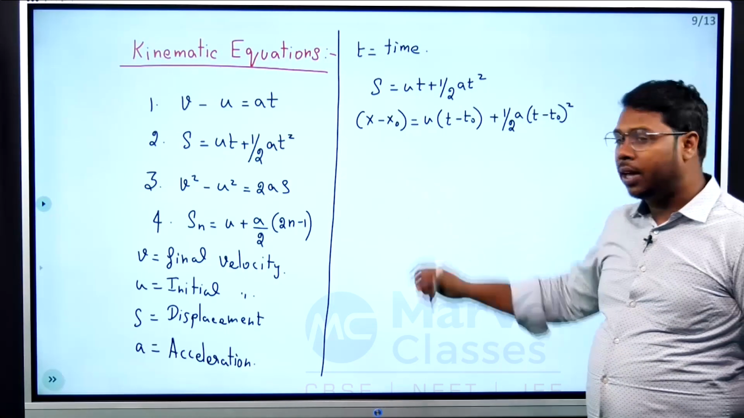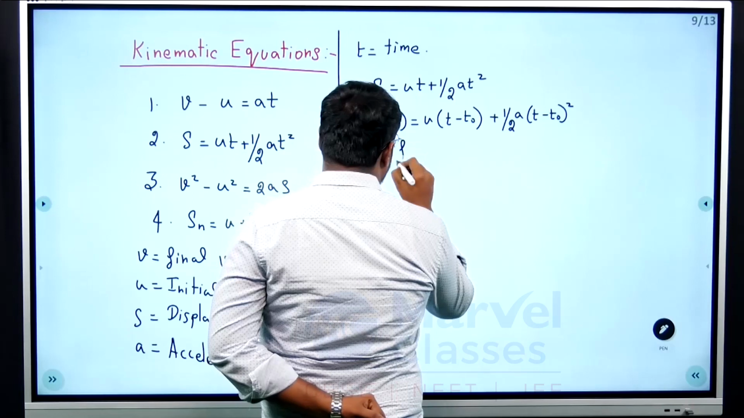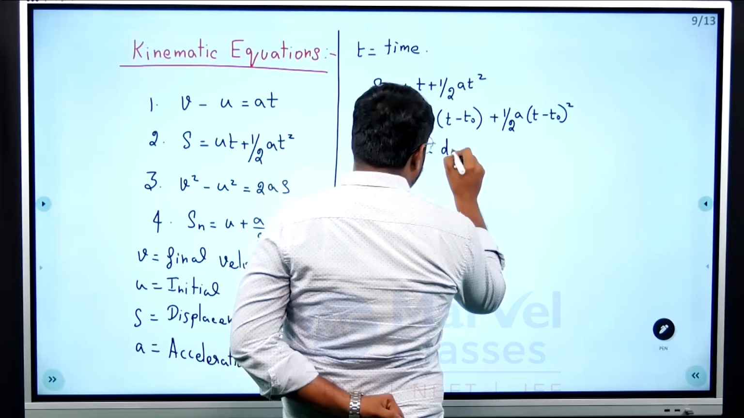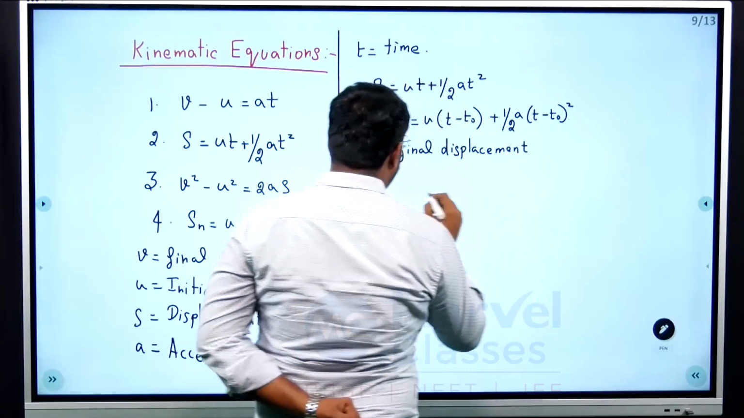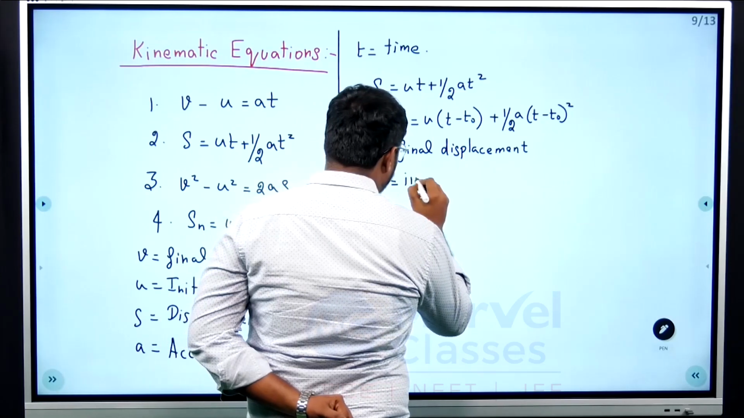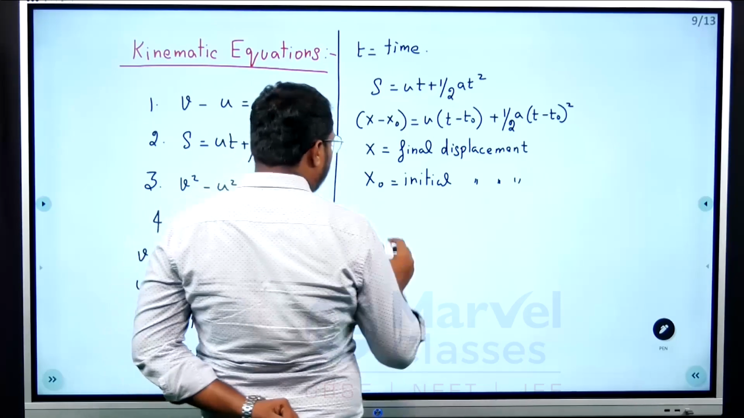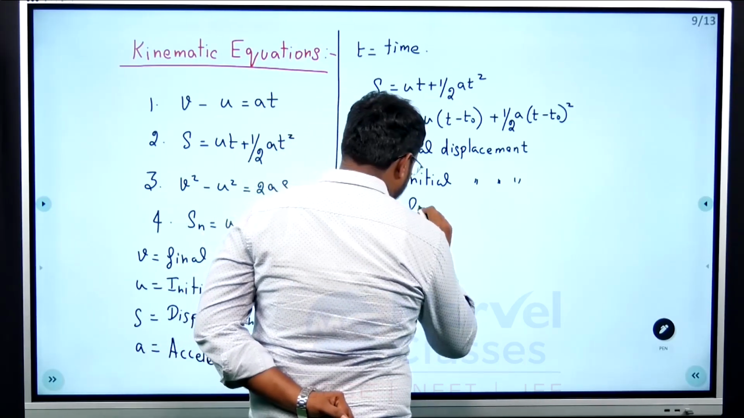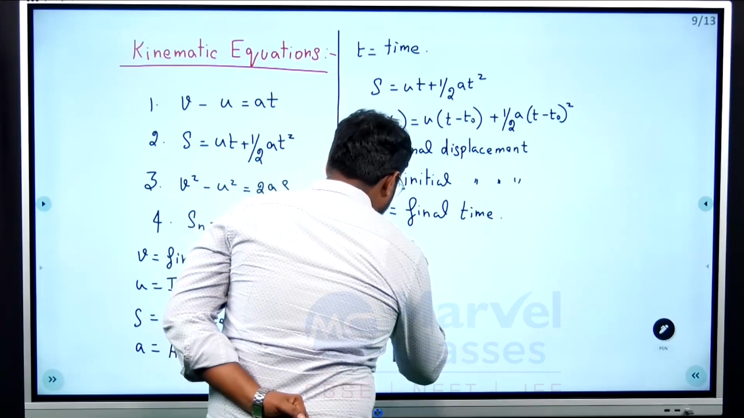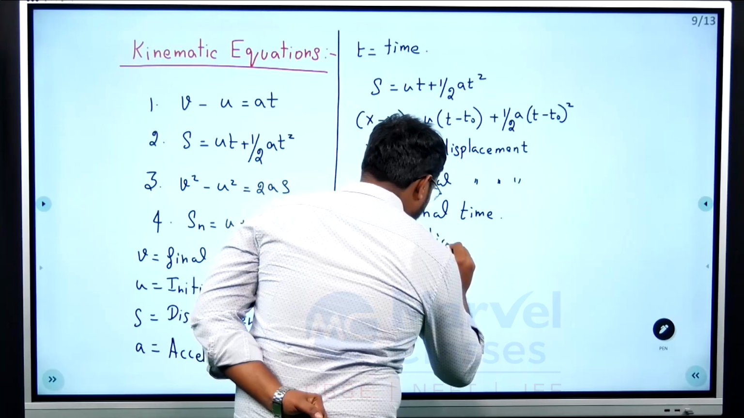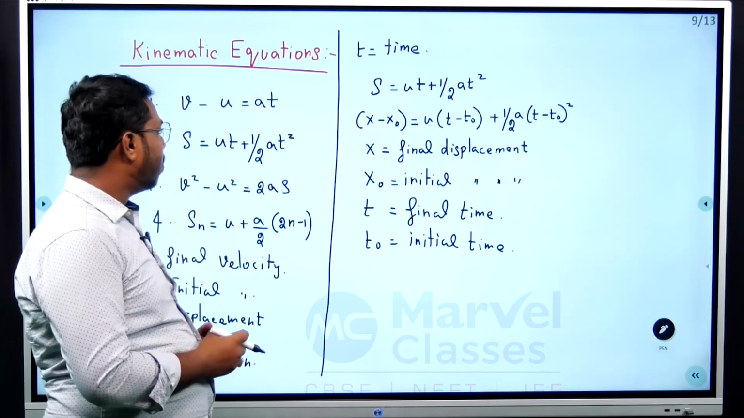So what do x and x naught stand for? x stands for the final displacement, and x naught stands for the initial displacement. t stands for the final time. t naught stands for the initial time. Okay. So what does this mean, by the way?